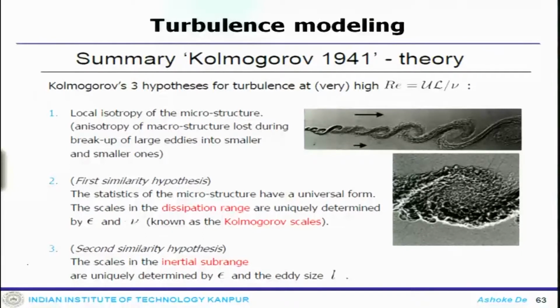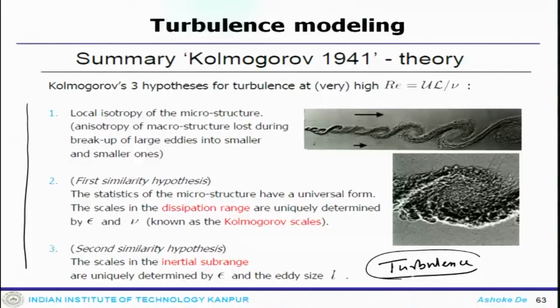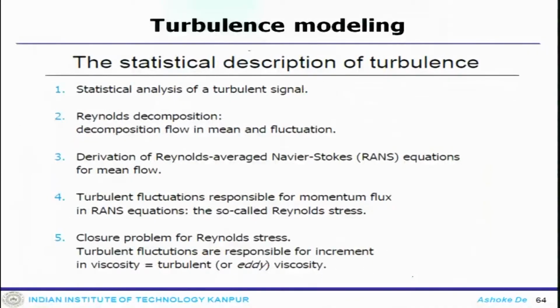Now, Kolmogorov provided this theory with three hypotheses. One is local isotropy of the microstructure, then the statistics of the microstructure have a universal form. That is why the scales in the dissipation range are quickly determined. Any textbook on turbulence will have these details. These are nothing new, just to give you an idea of how turbulence happens.